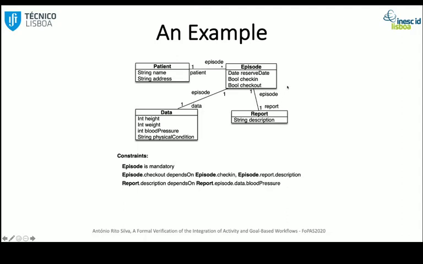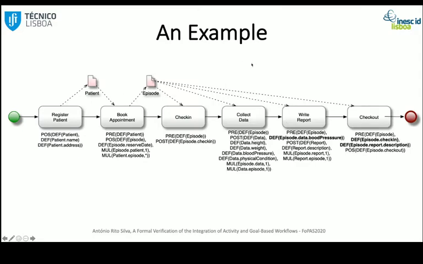But of course, as you can imagine, there are a lot of different ways to actually create these entities and define these attributes. And so I'm giving an example of a possible business process, which is a typical one where you basically register the patient, you book an appointment, then you check in, then you collect the data, write a report, and check out.